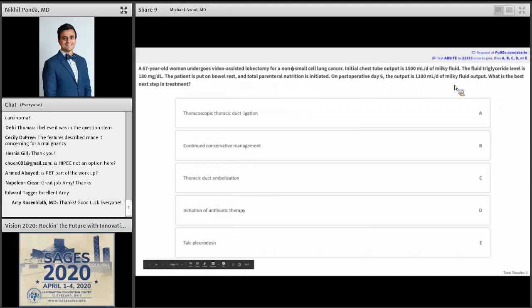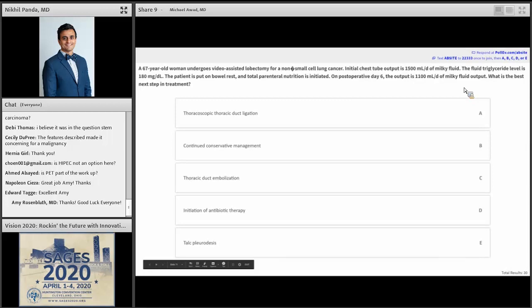Okay, next question, switching gears a little bit. A 67-year-old woman undergoes a video-assisted lobectomy for non-small cell lung cancer. Initial chest tube output is 1,500 milliliters per day of milky fluid. The fluid triglyceride level is 180 milligrams per deciliter. The patient is put on bowel rest, and total parenteral nutrition is initiated. On post-operative day 6, the output is 1,100 milliliters per day of milky fluid. What is the next best step in treatment?